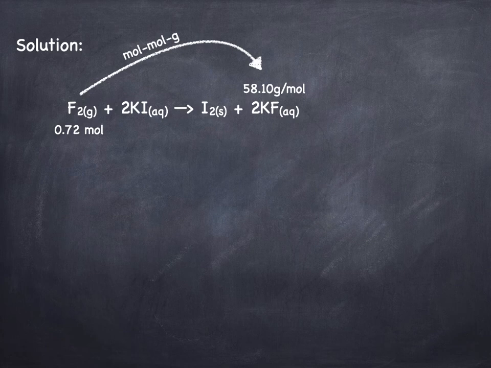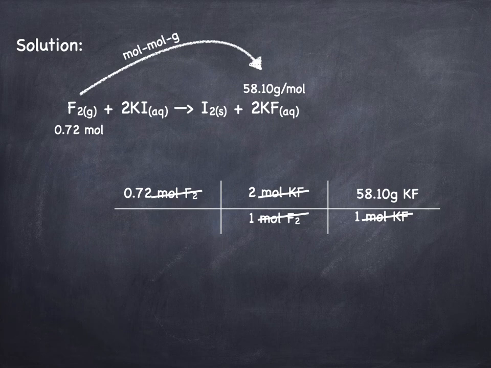I'm going to set up the game board, starting with moles of fluorine, 0.72. We're going to get our mole ratio in there then, which is 2 to 1, and then the molar mass of potassium fluoride over the number of moles. You are going to multiply across the top and divide across the bottom. And you should get 84 grams of potassium fluoride.